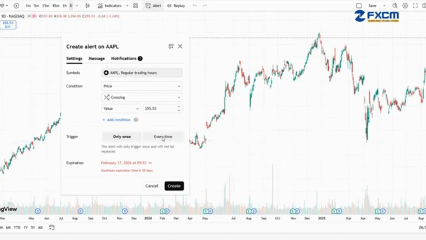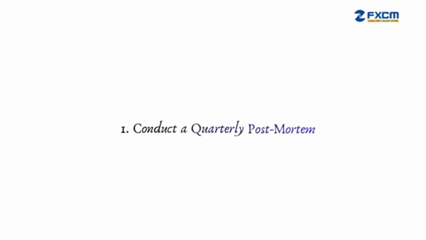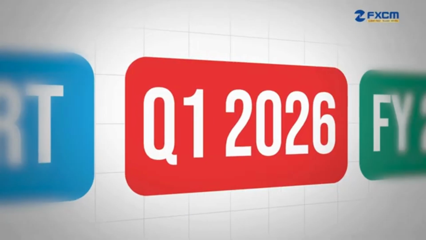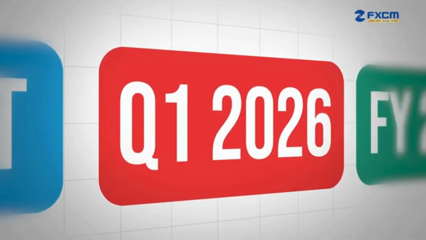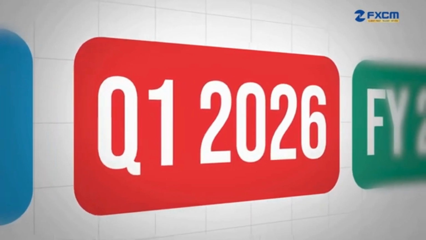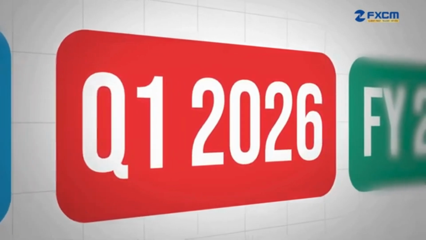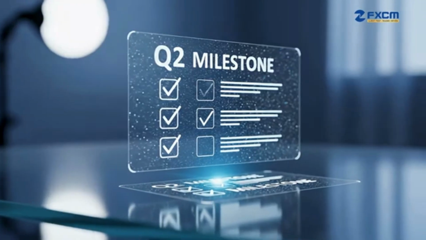1. Conduct a quarterly post-mortem. Start by looking back before planning forward. Review your trades. Analyze your last quarter's wins and losses. What was your win rate? Average profit versus average loss. Identify your top mistake, e.g., revenge trading, moving stops.